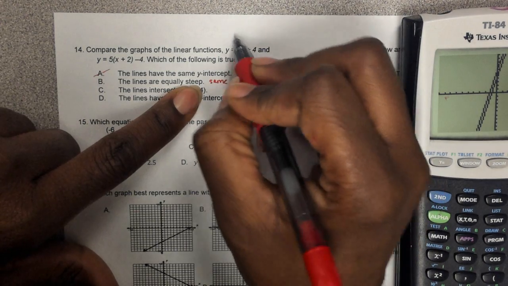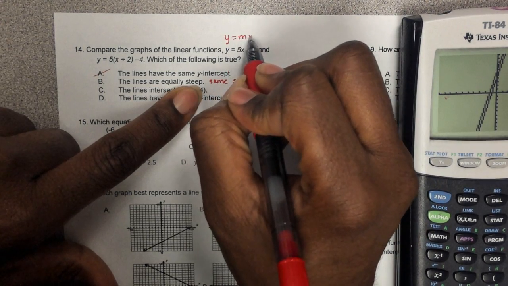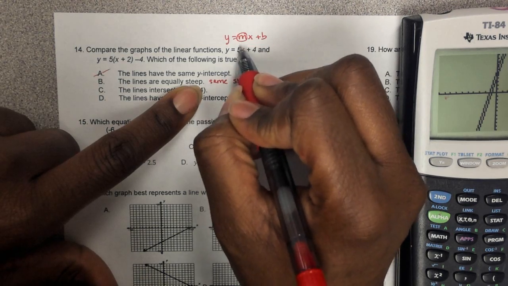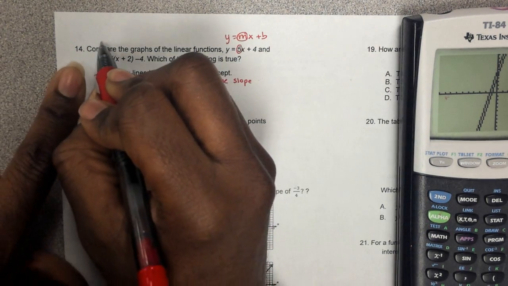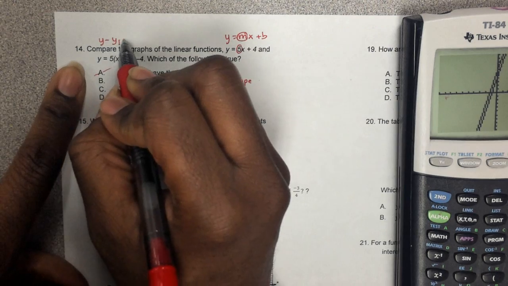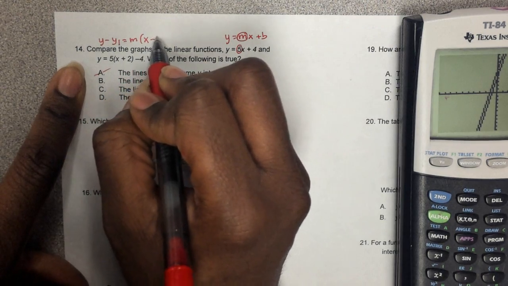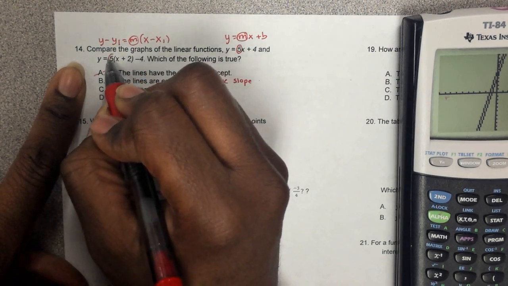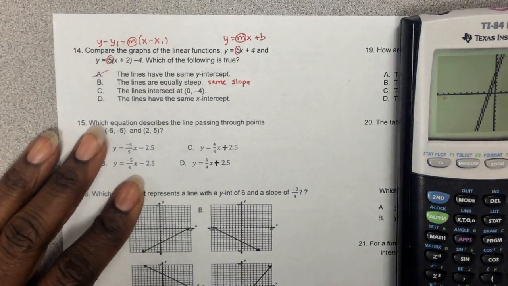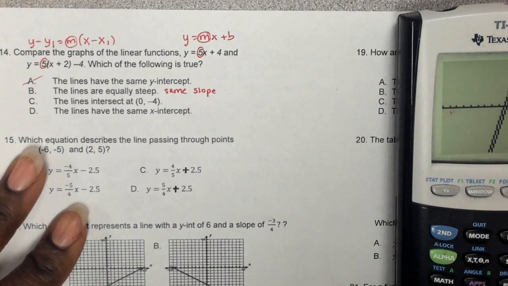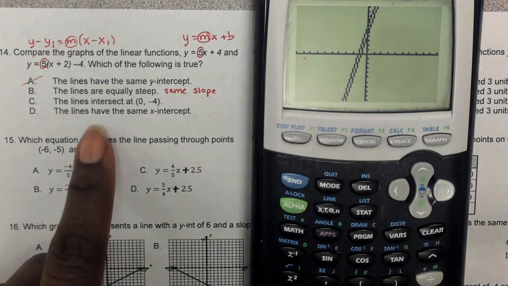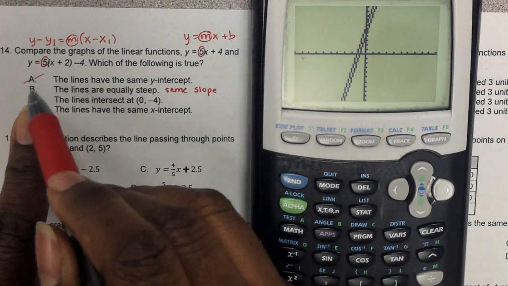So let's circle the slope. In y equals mx plus b, remember the slope is the m. In y minus y1 equals m, x minus x1, once again, the slope is the m. Do they have the same slope? Yes, they do. So the answer should be B, but let me tell you why it's not C.